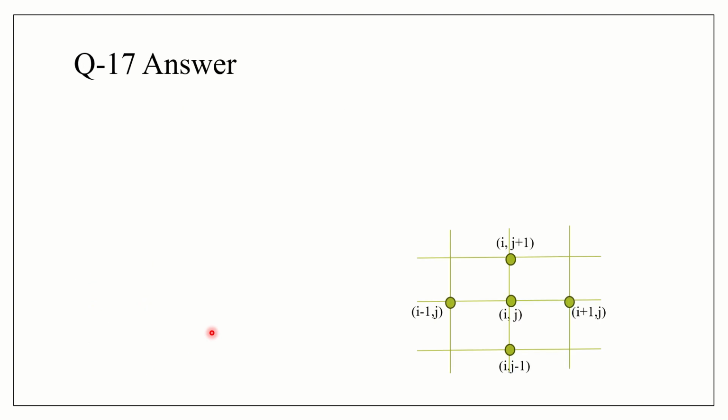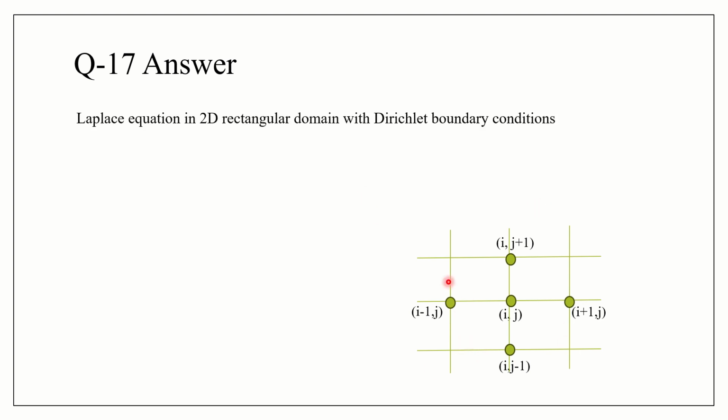For example, looking more into the detail, consider this as the rectangular domain, a part of the rectangular domain. The Laplace equation in a 2D rectangular domain with Dirichlet boundary conditions: ∂²u/∂x² + ∂²u/∂y² = 0. We are discretizing it into these points like this, i minus 1, i plus 1 in the x spacing, and in y again plus 1, minus 1, j plus 1, j minus 1.